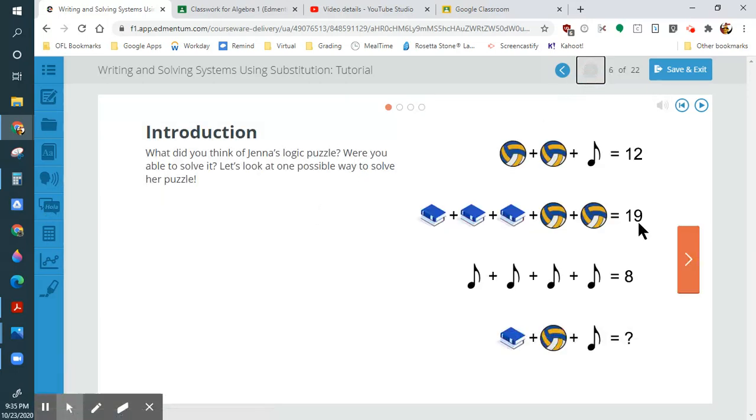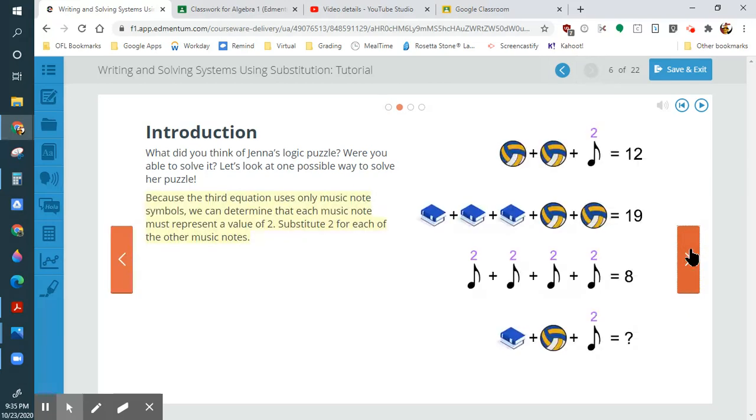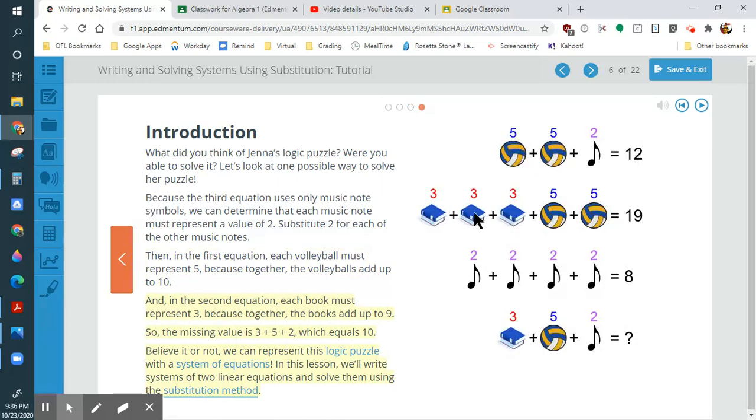So let's go into the introduction. This logic puzzle, they're going to say, hey, if we add 2 a bunch of times, we can figure out that that's 8. So we're going to plug in 2 for this. We're substituting in that 2. Well, if we figure out that this is 2, then we have 2 of these. So this has to be 5, because 5 plus 5, they're the same. They cost the same because they're the same shape. It has to be 5. So now we know what this 5 is. Now we just need to figure out this book. Well, if we figure out the book, these 2 volleyballs are going to be 10, which means these have to be 3, because 10 and all of these have to be the same. They're books.